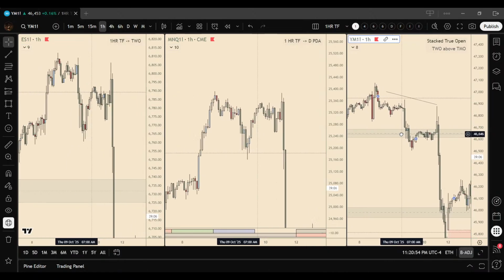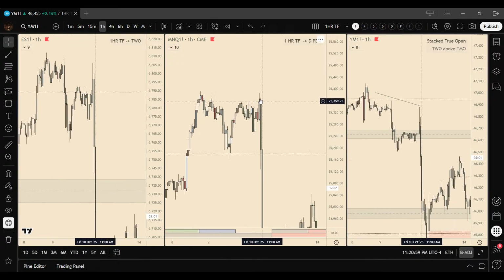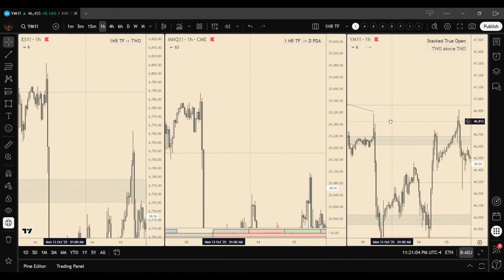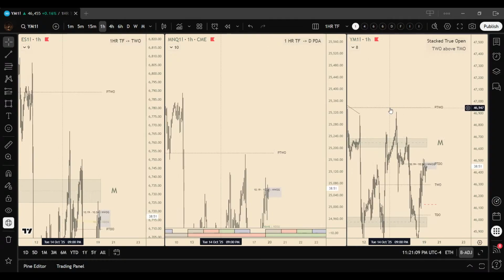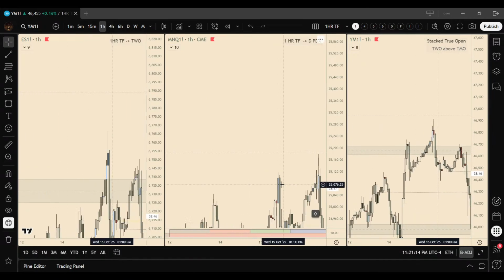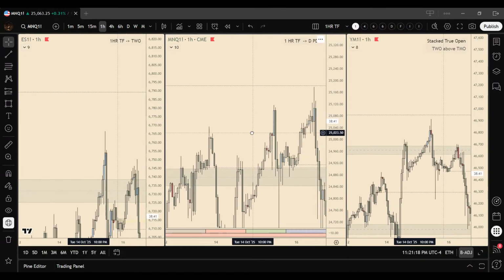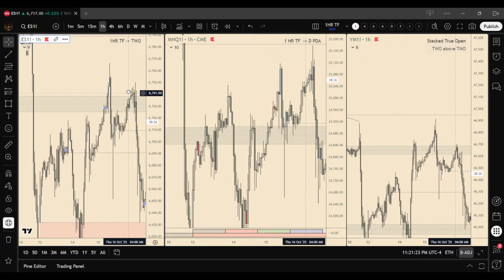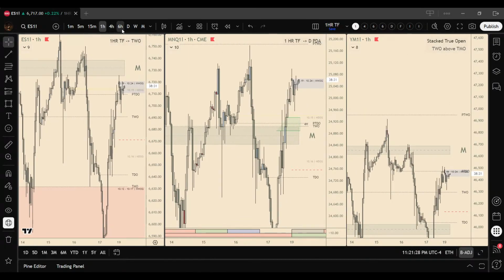What else do we see? On the sequential SMT, the same leg that created it failed to trade above the previous three week open. Well, it gets way closer here. But yeah, what else can we look at? Let's look at the 6 hour real quick.